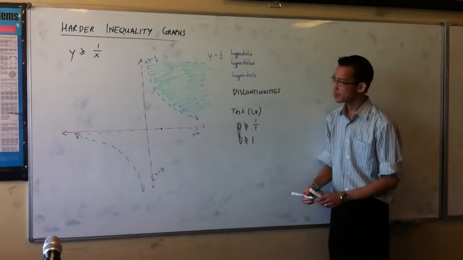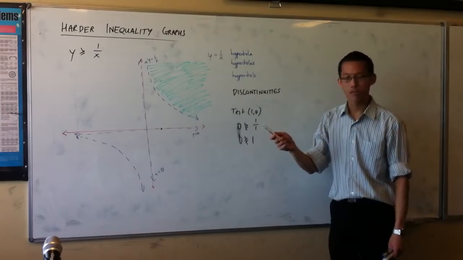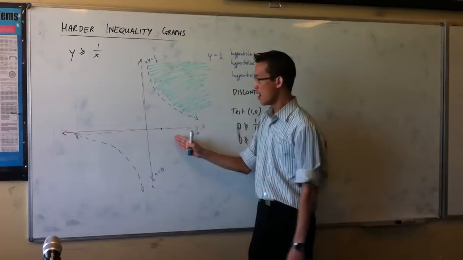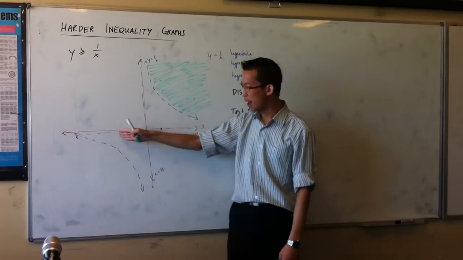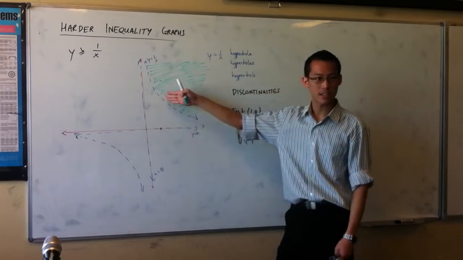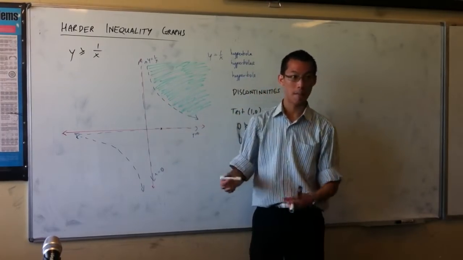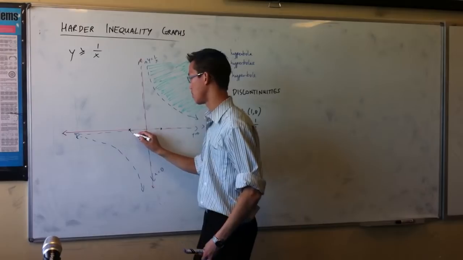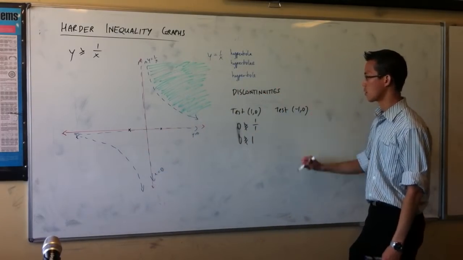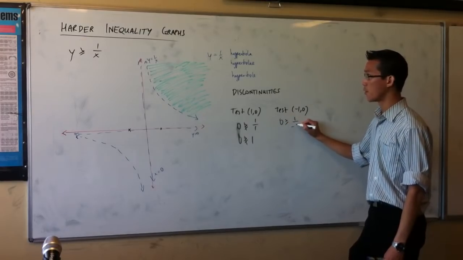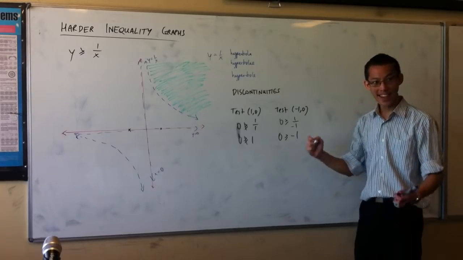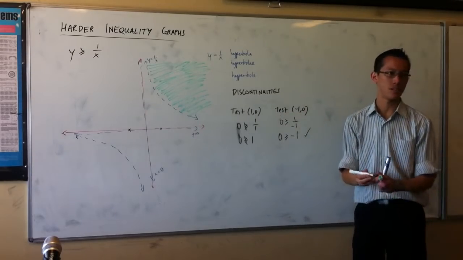So there's above. Now when I have a look at the other branch, this is just one branch. I've got to test another point, which is either above or below the other branch. Does that make sense? So that's why this point relates to this branch. I need to pick another one, like say (-1, 0), which is over there. So when I test this one, (-1, 0), I get 0 is greater than 1 over -1. Is it true? Yes. So this point is in the region.